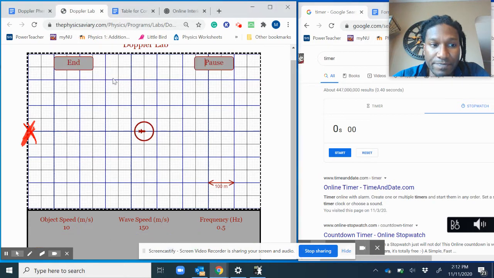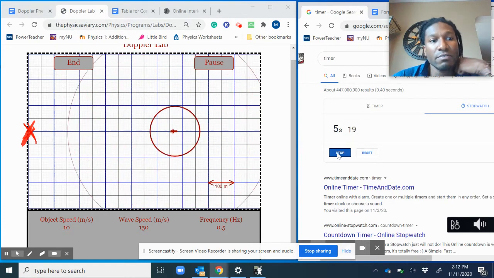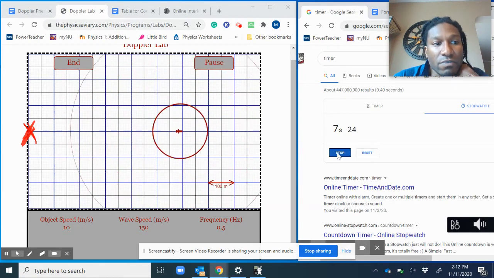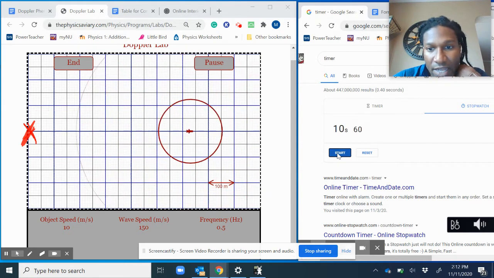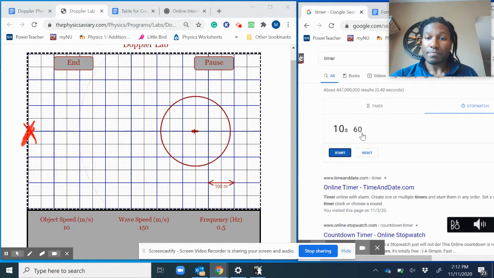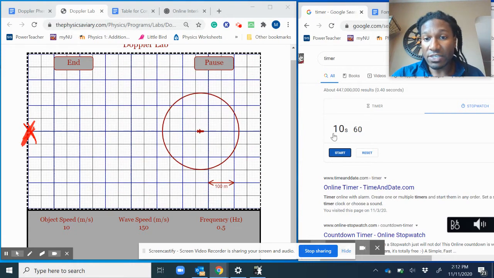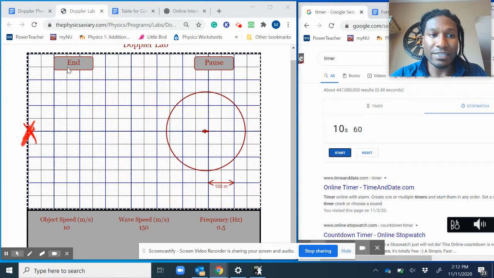I'll show you what I mean. I haven't started the timer yet. I'll start when this wave hits that X. Start. 1, 2 waves, 3 cycles, 4 cycles, 5 cycles. Stop. Okay. So I ended up with 5 cycles and it took 10.6 seconds to do that.